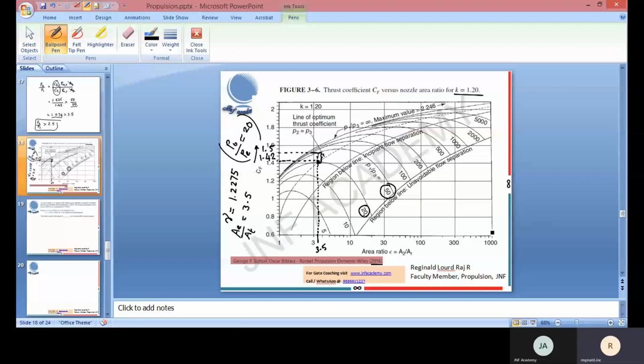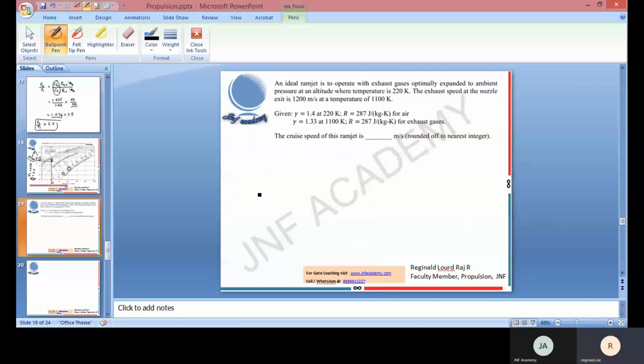If you happened to pay attention to this graph from Sutton, probably it would have been much easier for you to answer this question. Or if you paid attention to the expression for thrust coefficients and gave the time to understand it, then it's very easy to answer this question. This is a very nice question, by the way. Now, the other questions are all easy, so I can go faster from now on.